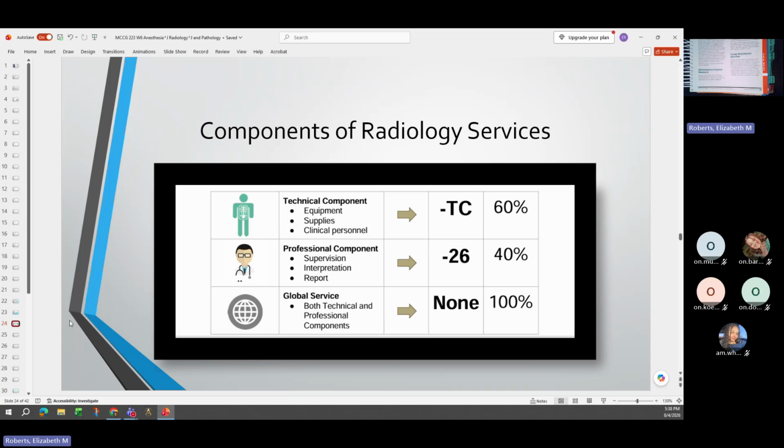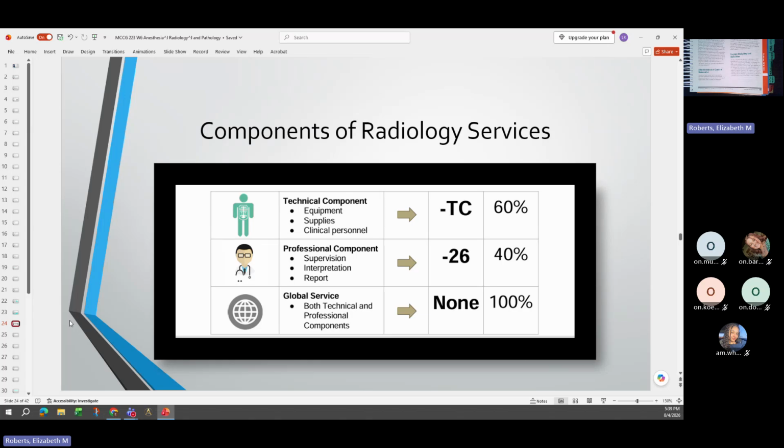So our components of radiology services, their technical component includes equipment, supplies, clinical personnel. This is the component that pays for essentially the supplies and the clinical personnel and the actual machine to perform that radiology service, right? The professional component identifies that supervision, interpretation, and report. And that's the doctor actually looking at that X-ray and interpreting it to say, oh, patient has a distal radius fracture, right? Why do we care about these different components?